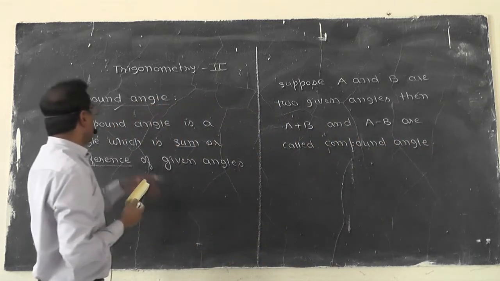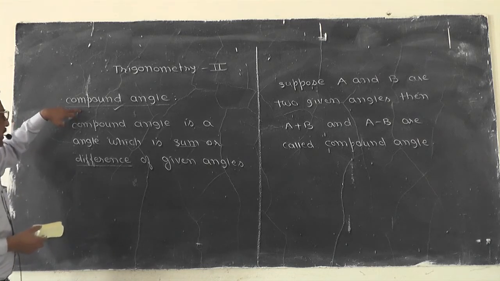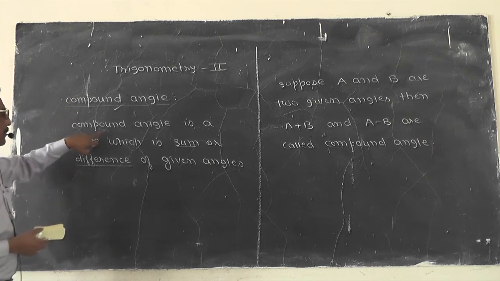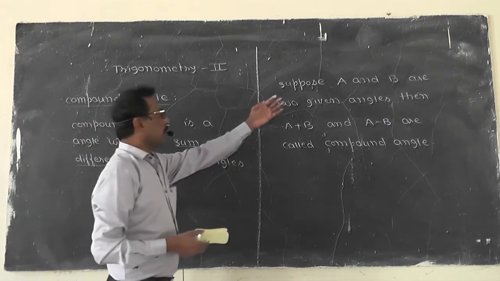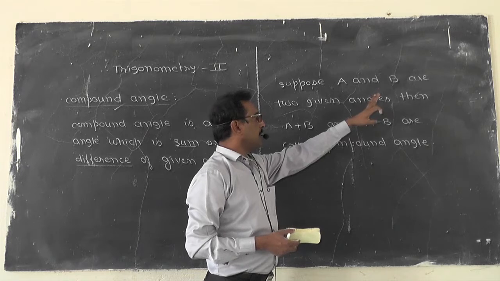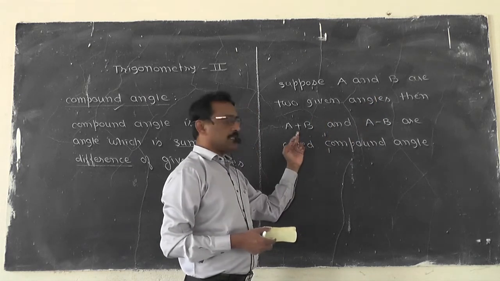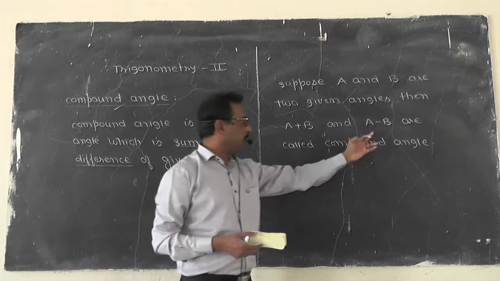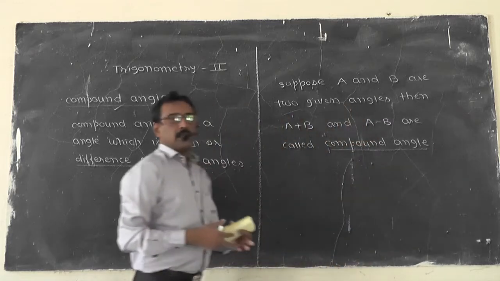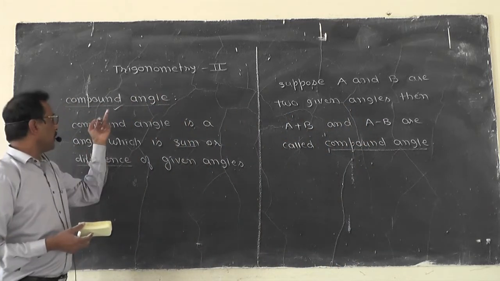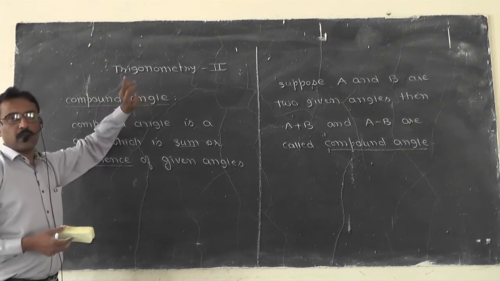Now remember one thing, concerning trigonometry second, we have to firstly discuss a point which is called compound angle. I have written here the definition of compound angle. It is an angle which is sum or difference of given angles. If capital A and capital B are two given angles, then A plus B or A minus B. A plus B means it is the sum of two angles, and A minus B is the difference of two angles. Such angles are called compound angles. This total chapter depends upon this basic definition. Those who know this concept clearly can find this total chapter very vivid.